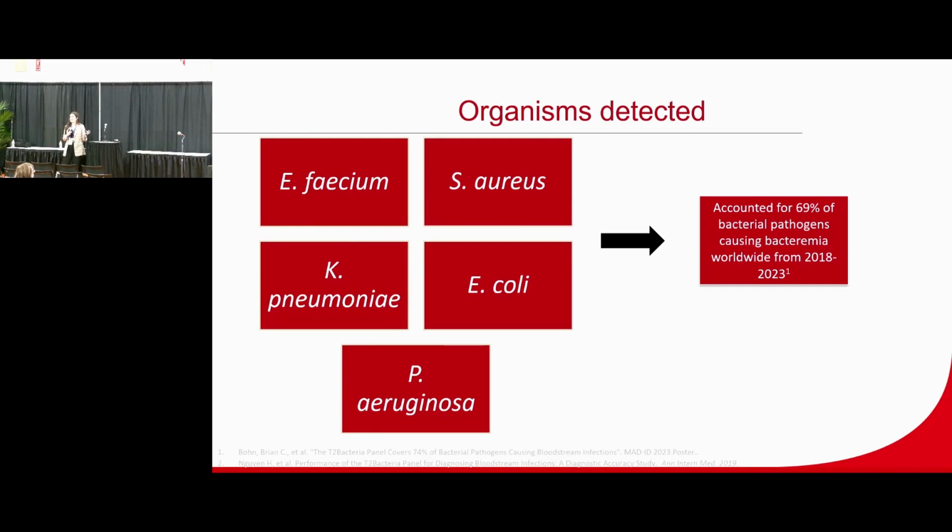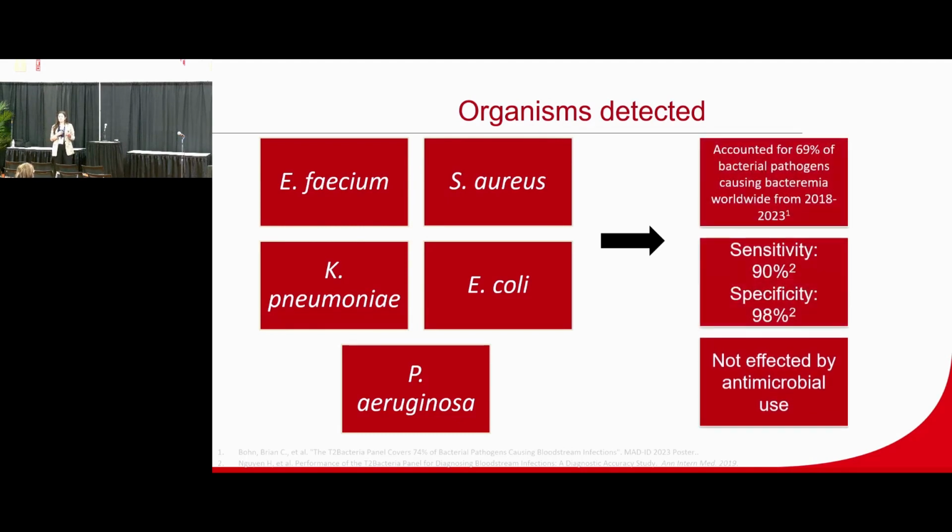Now over in UAE, they have Acinetobacter added to this panel as well, and when you add Acinetobacter, that number jumps up to 74% of bacterial pathogens. So here, not only do you have a broad array of antimicrobials, or a broad spectrum, in your patients with sepsis, but you can really broaden that net of diagnosis as well. We also know that it has a 90% sensitivity and 98% specificity for these organisms. And again, it's not affected by antimicrobial use, which can really help guide clinical decision making in our patients with sepsis where those hours and that accuracy do matter.